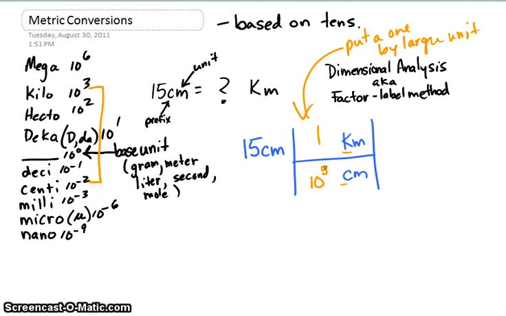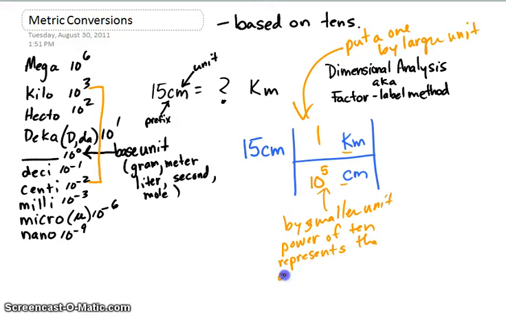exponent on that one. So again, a 1 goes by the larger unit. By the smaller unit, we have a power of 10, which represents the difference between the two prefixes, the difference in the powers.